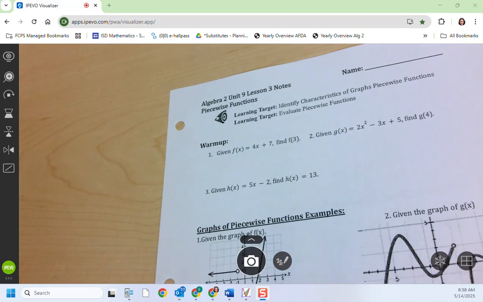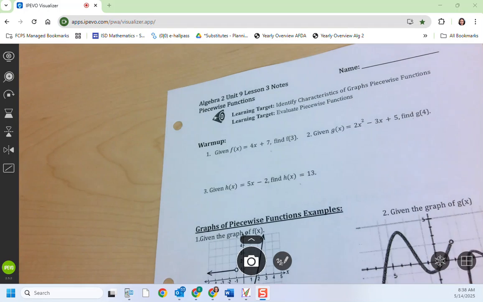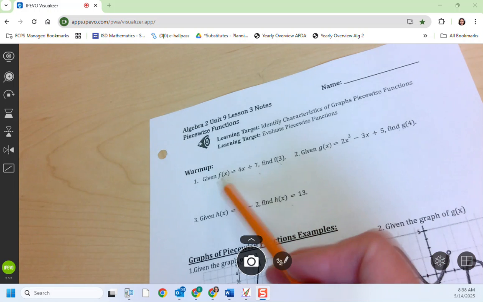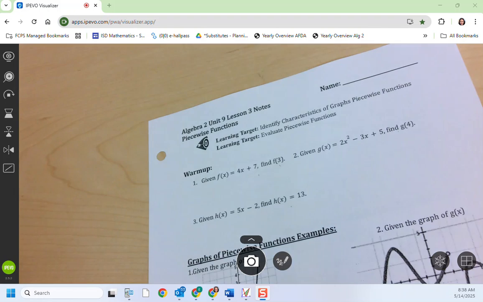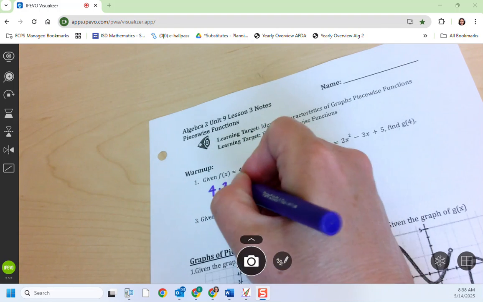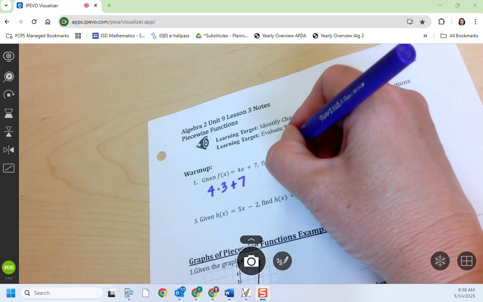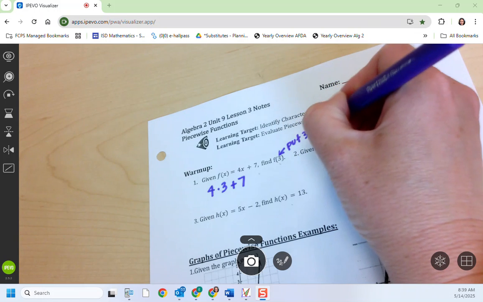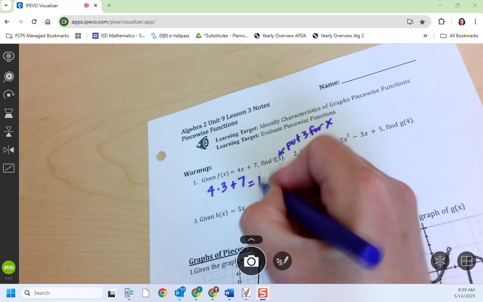As a warm-up, you are supposed to be evaluating these, and it's just reminding you about function notation. So when it says find f of 3, they put the 3 instead of the x. You see that? So for the first one, it would just be 4 times 3 plus 7. F of 3 just means put 3 for x. That gives me 12 plus 7, which is 19.